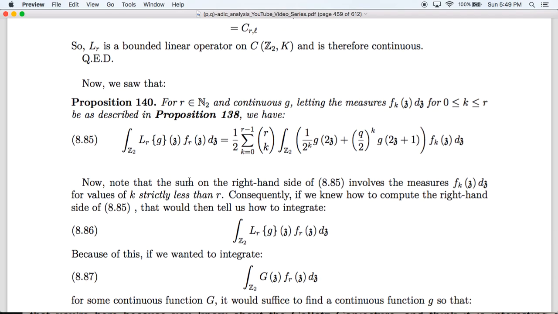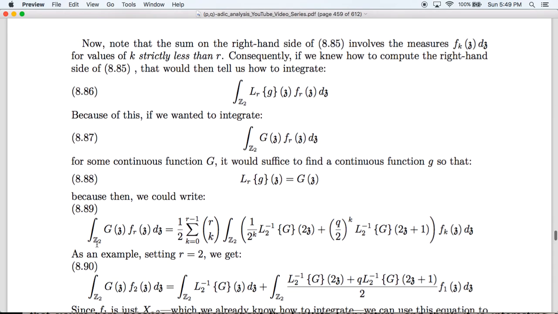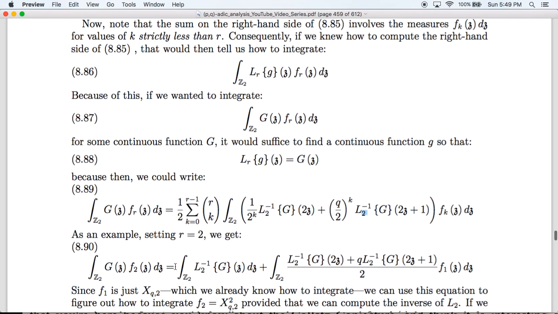In particular, suppose I wanted to integrate some continuous function big G against f_r dz. Then, if we could find a continuous function little g such that L_r sends little g to big G, we could use this to compute this integral as follows. The integral of G f_r dz is all of this, and here we're going to use the inverse of L_r. This shouldn't be a 2, it should be an r. So as an example, setting r equals 2, we get that the integral of G f_2 dz is equal to the integral of L_2 inverse of big G dz plus this integral, and so on.